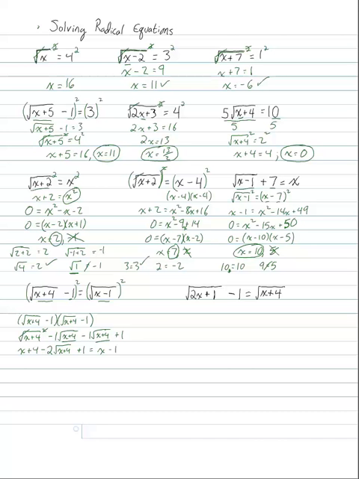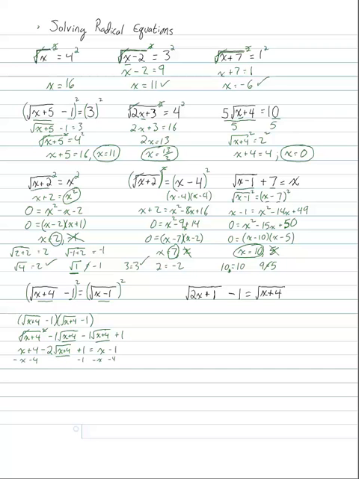Okay, so I still have a radical. Since I still have a radical, I know I'm still going to have to square both sides. I don't want to square both sides right now. I want to go ahead and try to get my radical by itself, so to combine some like terms and move stuff over. So I'll minus an x, minus a 4, minus a 1.